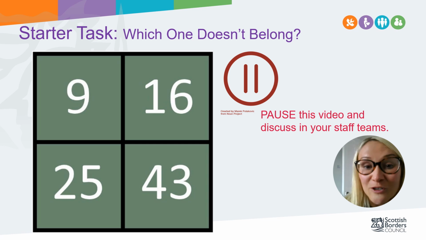Before we dive straight into our core input for today, we would like to start with a starter task that's hopefully again going to promote some of the key mathematical thinking and mathematical values that we're trying to promote in the Scottish Borders. This task is called Which One Doesn't Belong? On the screen in front of you, you will see a square that is split into 4 different boxes, and within each there is a number.